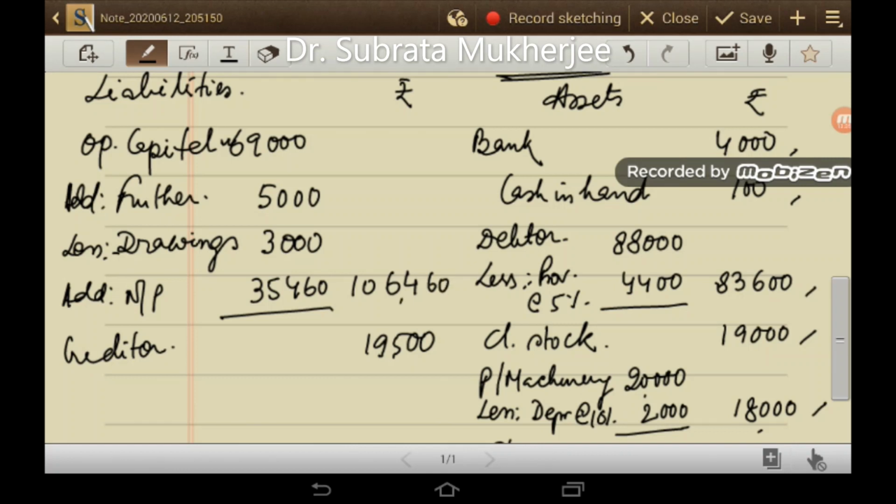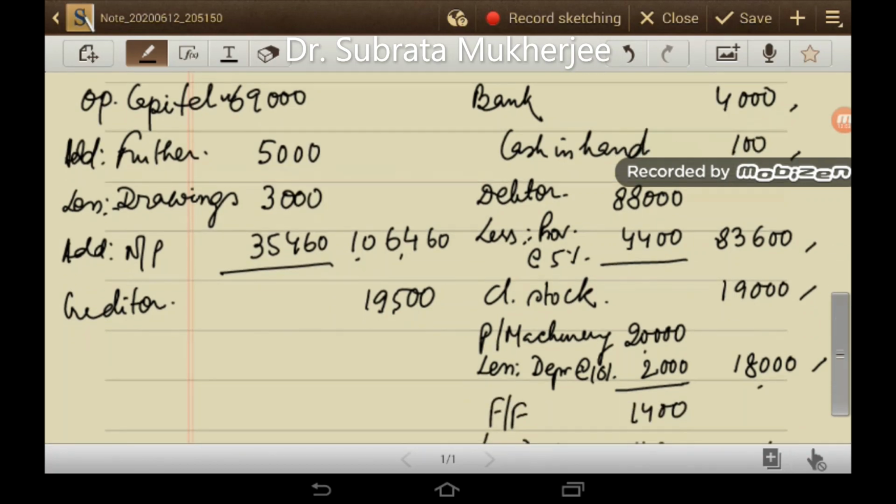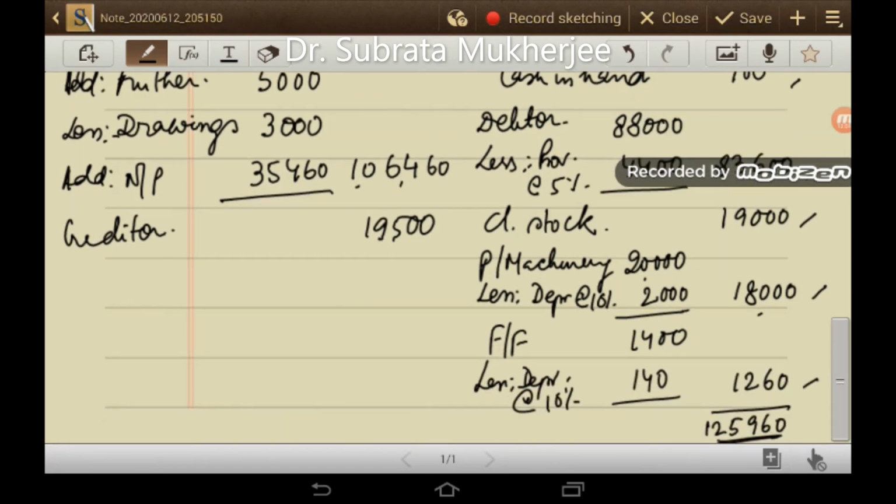1,06,460. So opening capital 69,000. Add further capital introduced 5,000, less drawing 3,000. Add net profit 35,460. Closing capital 1,06,460, and the liability side total will also be 1,25,960.